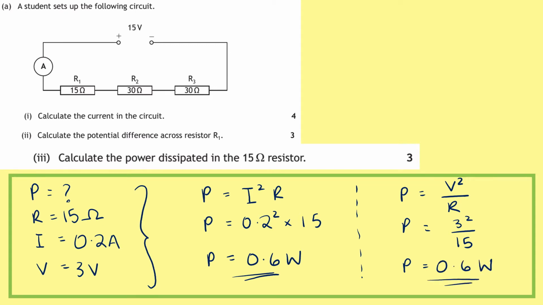So you'd only need to use one of these methods. Either equation would work, and it'd get you all 3 marks.